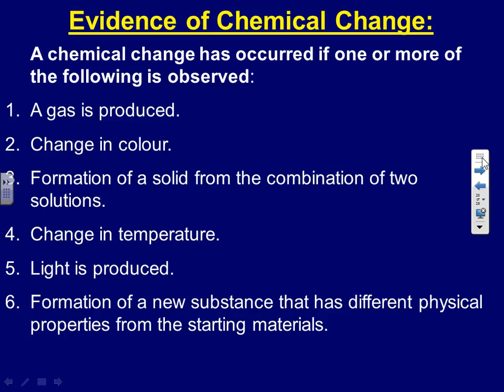Typically, chemical reactions give off energy. That zinc reaction that we saw the other day gave off a lot of energy. I don't know if you recall the sparks and the heat and all that good stuff there. Lots of energy given off. So it got really hot. Sometimes light is produced. Not always, but sometimes. Light can be produced.